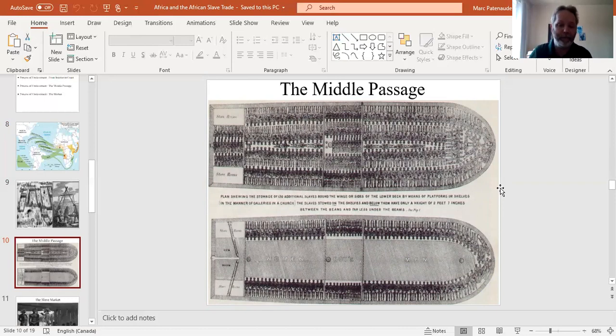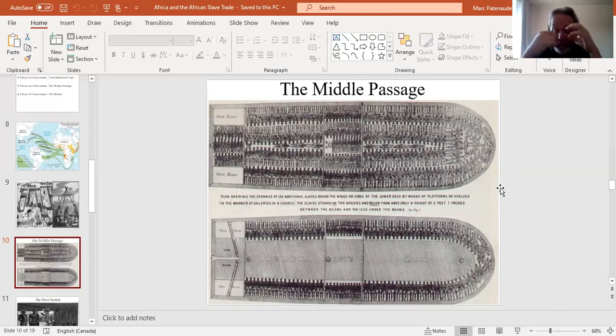This is a plan, and I'll read what it says between the two sketchings. This is a plan showing the storage of 130 additional slaves around the wings or sides of the lower deck by means of platforms or shelves in the manner of galleries in a church. The slaves stowed on the shelves and below them only have a height of 2 feet 7 inches between the beams and far less under the beams. So typically you would have, even being fair, 2 feet 7 inches. You have about a meter of height that you're chained to.